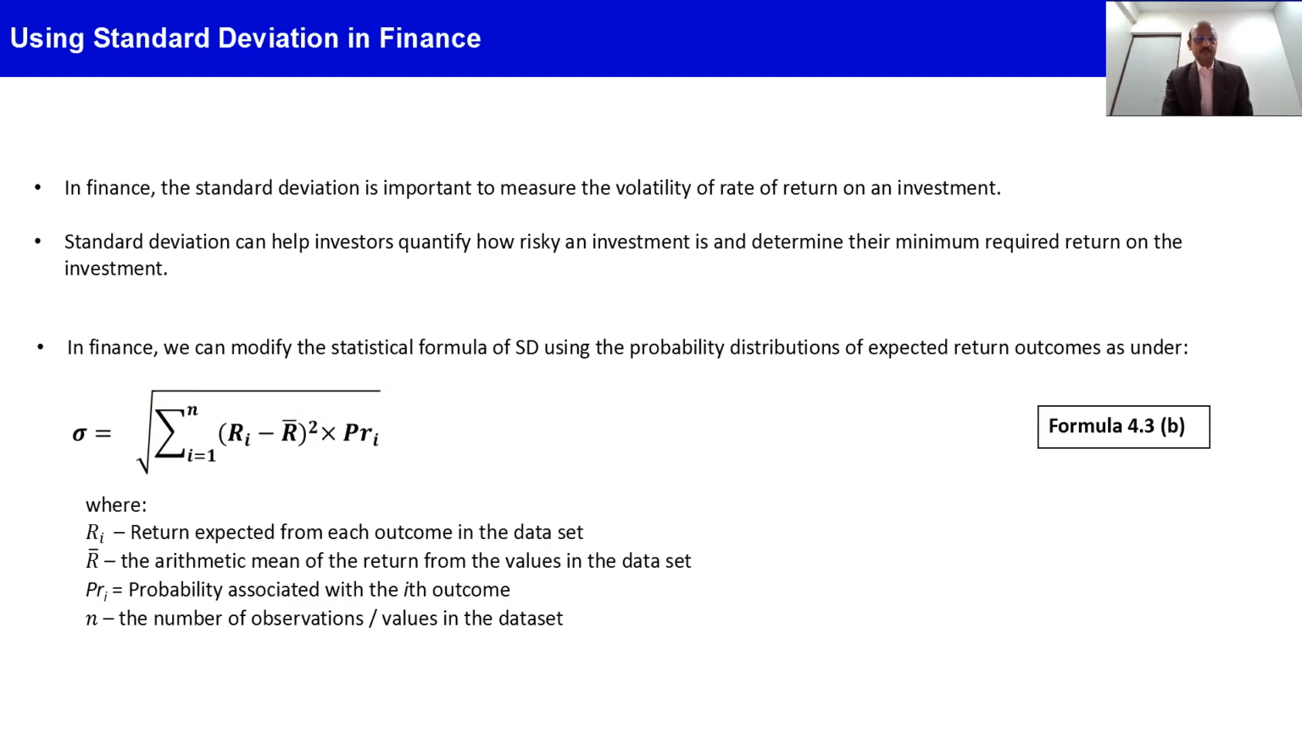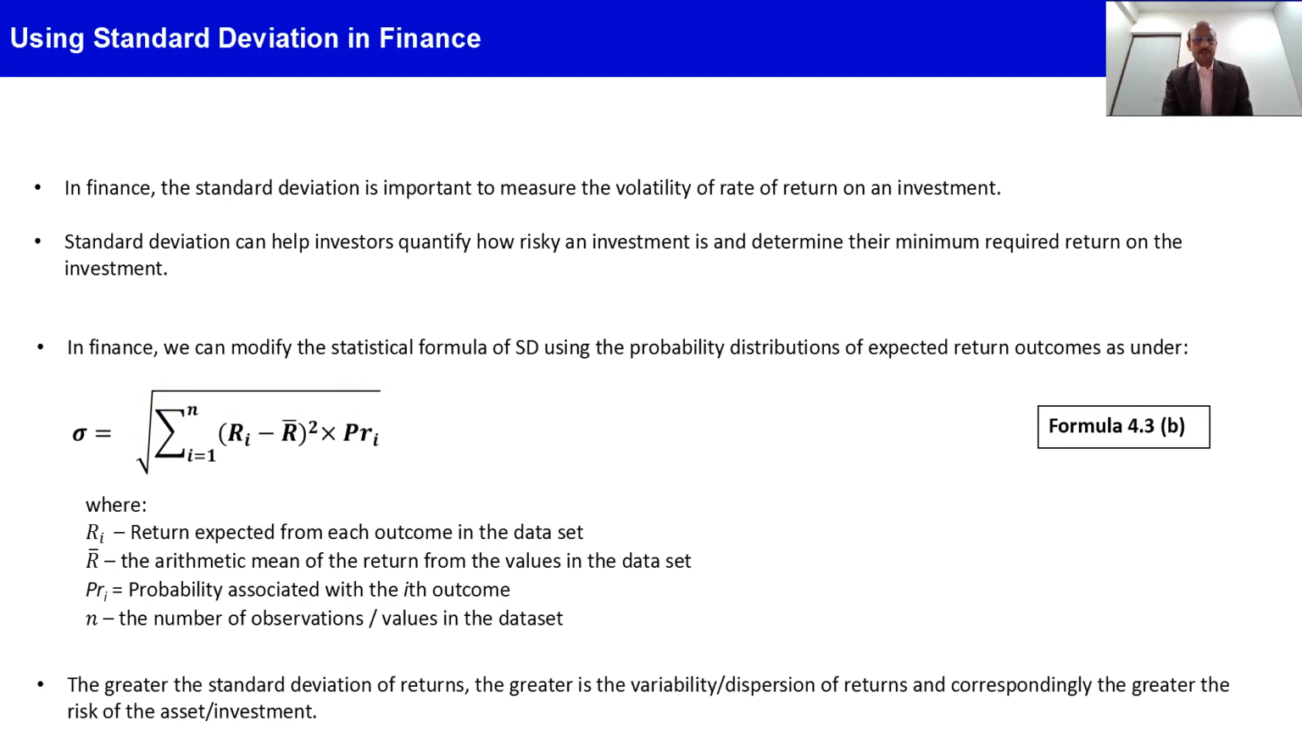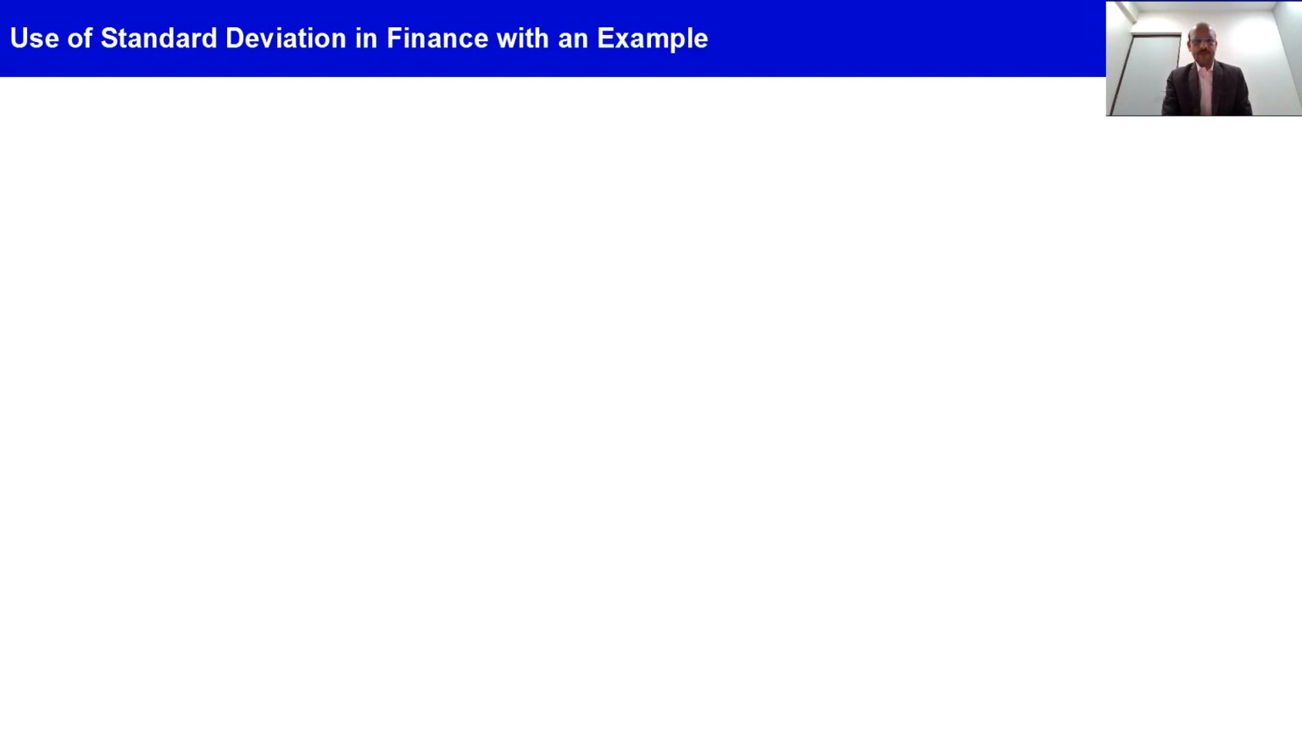Let's understand this with a practical example. In finance we can say the greater the standard deviation of returns, the greater is the variability or dispersion of the returns from the mean. That means higher is the risk of that asset or that investment. So we will see an example here.